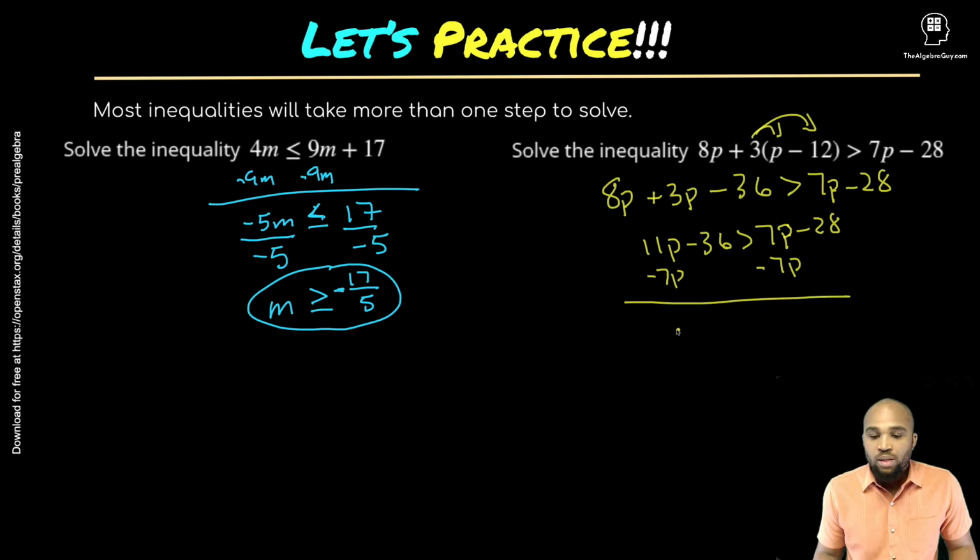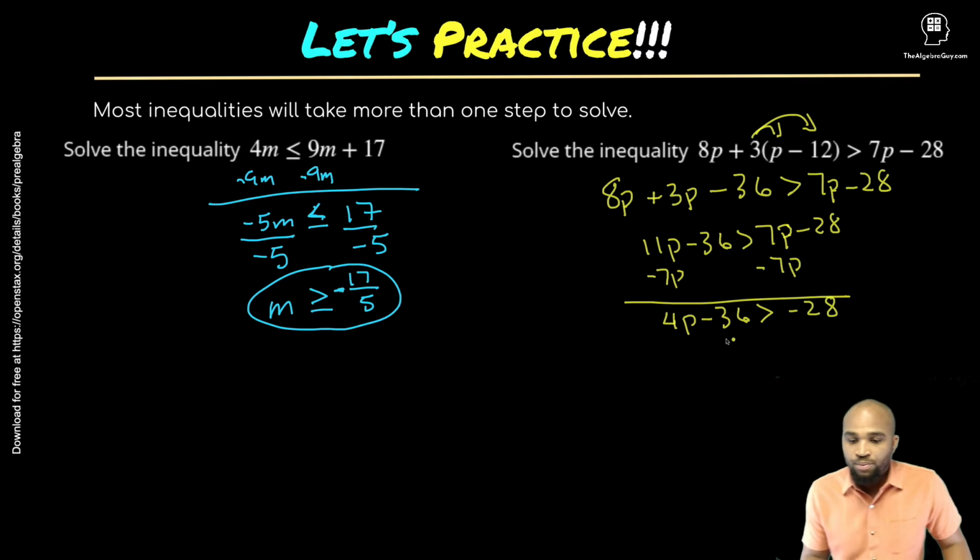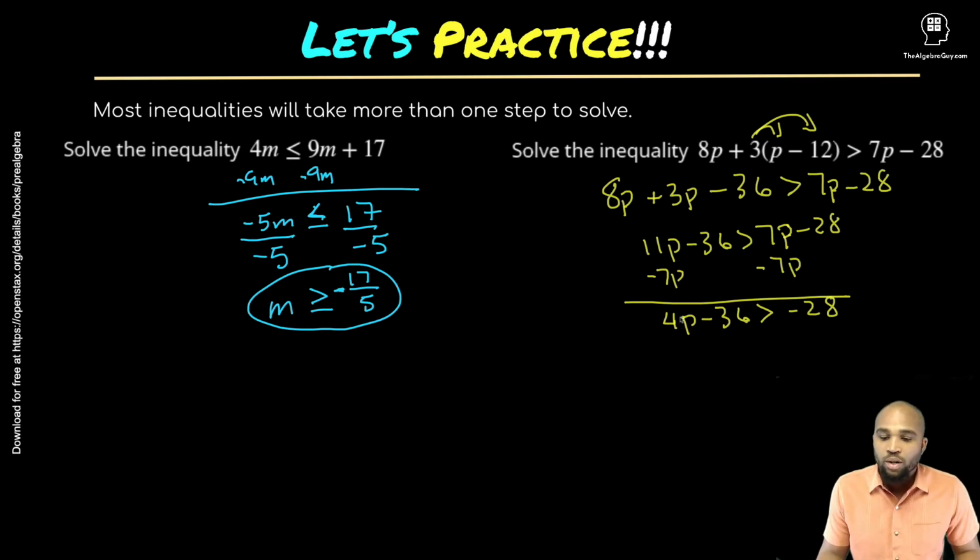Alright, so 11 minus 7 leaves me 4p minus 36 is greater than 7p, and 7p go to 0, and I'm left with a negative 28. I want to get rid of 4 and negative 36 because I only want p by itself. I'm going to add 36 on both sides. That leaves me with 4p is greater than negative 28 and 36.